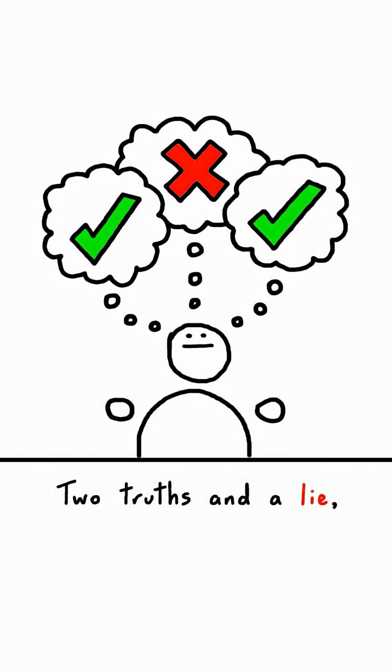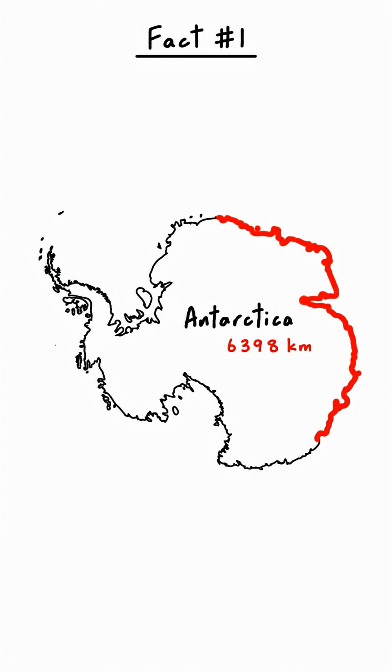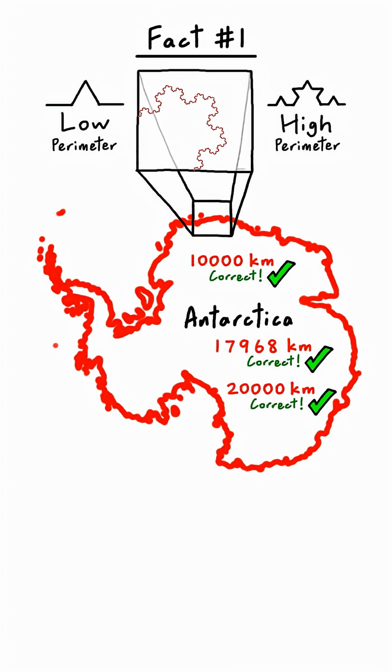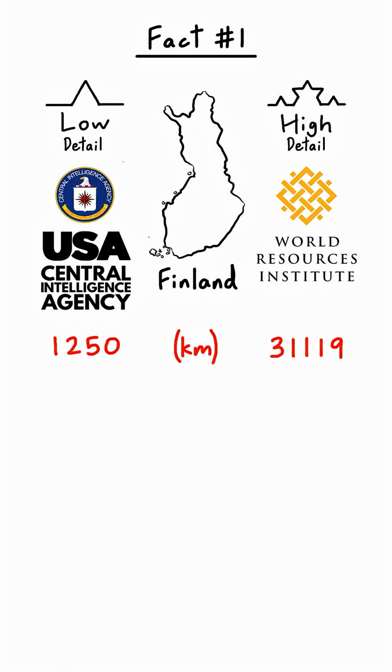Two truths and a lie, but with math, can you spot the fake? First fact, measuring the length of a coastline sounds simple, but mathematically, there is no right answer. This is because coastlines behave like fractals. The perimeter depends on the level of detail. As a result, official sources often disagree with one another, sometimes by crazy amounts.